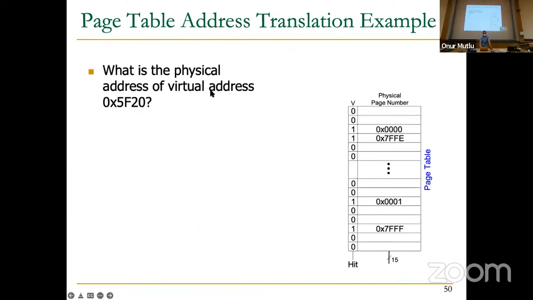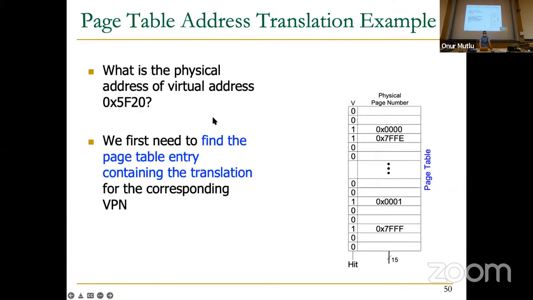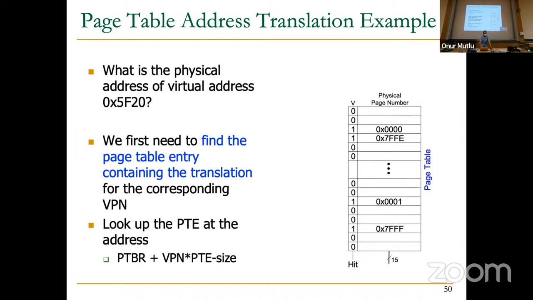What is the physical address of virtual address 5F20? You first need to find the page table entry containing the translation for the corresponding VPN. Basically, you need to figure out what's the VPN here. Since it's 4 kilobyte pages, 12 bits are chopped off. So VPN is 5, basically, the virtual page number. And we need to look up the page table entry at that address. So how do you do that?